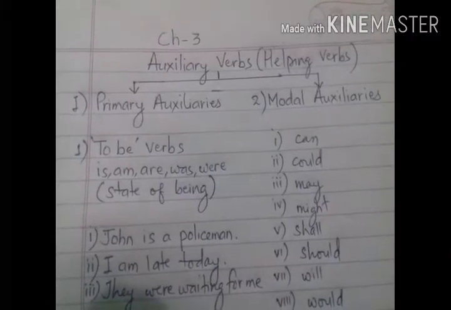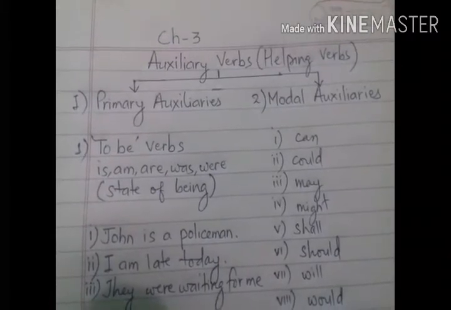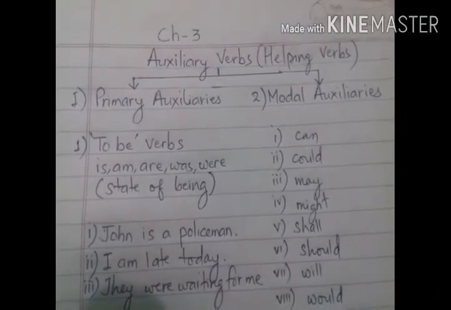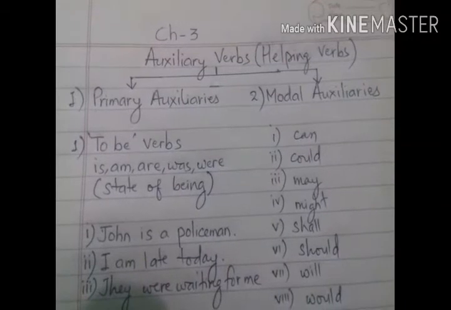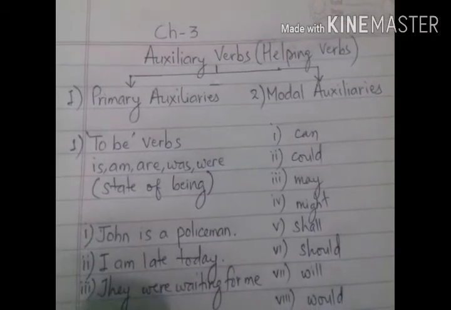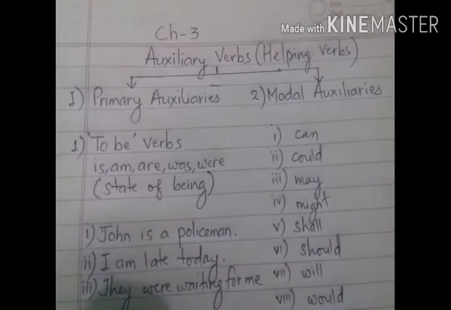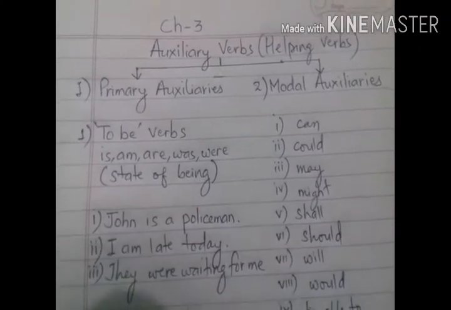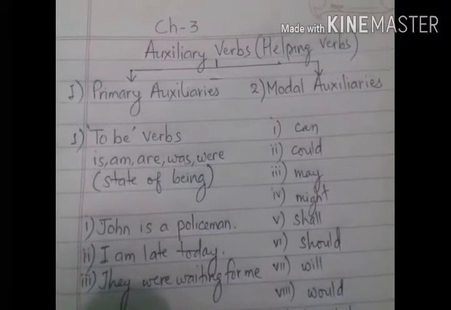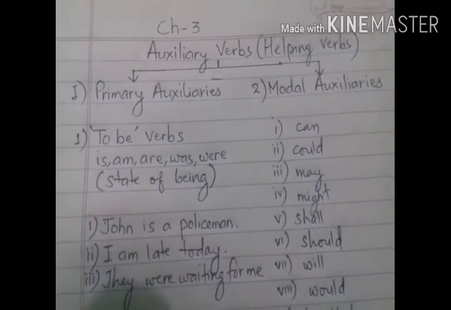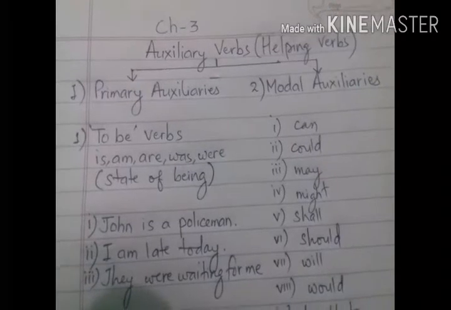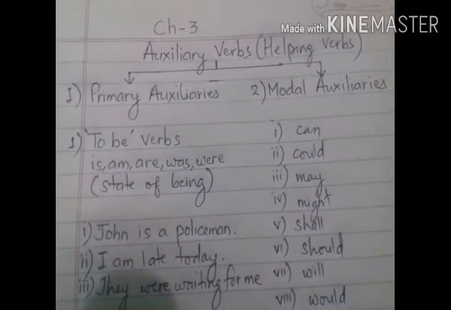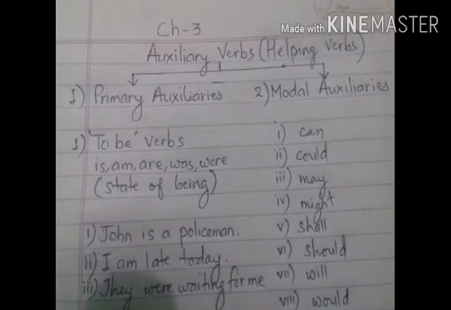See, these auxiliary verbs are also called helping verbs. Why? Because they help main verbs in sentences to give meaningful senses. That means auxiliary verbs do not stand alone to give meaningful senses. So they take help of other main verbs or the principal verbs in sentences to give meaningful senses. So let us understand auxiliary verbs with their kinds.